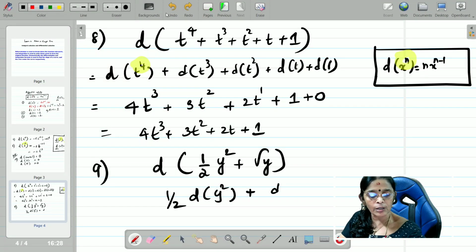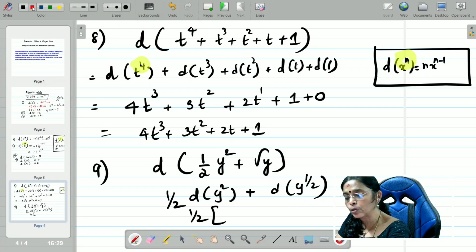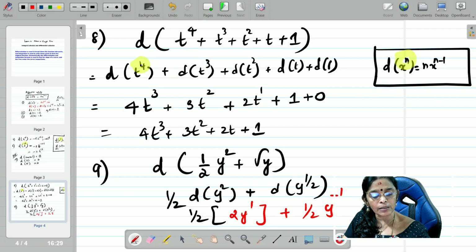So there, that also I'm going to do it now, y power half. Now substitute the formula half into differential of y square. So that is equal to 2y power 2 minus 1. So therefore, differential of half into y power half minus 1. So minus half. So therefore, 2 to get cancelled.